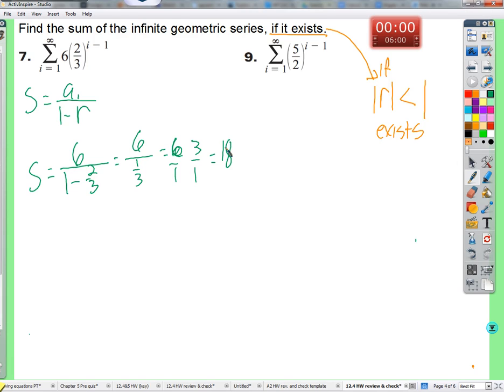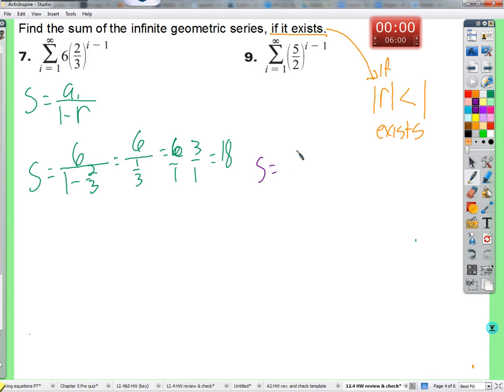Okay, what do we say about number 9? It doesn't exist because 5 halves is too big. We can't do it. Okay, if we stick r into that formula, what happens? Let's do that, because the thing you have to be careful about is that you could just plug all the numbers in. Let's see what happens. Nothing bad happens.